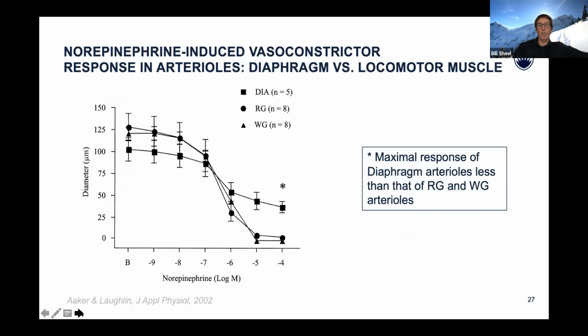The vessels are isolated, they're exposed to different concentrations of norepinephrine, and they're able to measure the diameter of the vessel in response to increasing dosage of this vasoconstrictor. And what you can see as you get towards the right-hand side of that slide is that the diaphragm responds differently than does the locomotor muscle, at least under a rat model, pardon me. So the maximal responses of the diaphragm arterioles are significantly less than those in locomotor muscle. That might have some implications for how blood flow is perhaps preferentially distributed to different tissues.